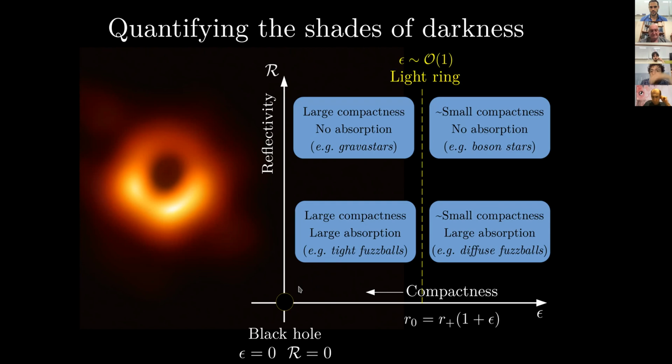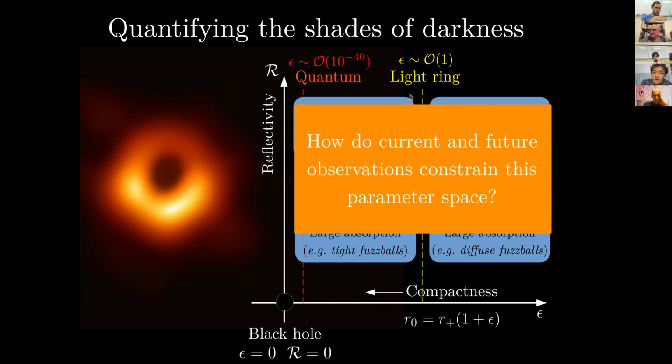In this diagram, this region here, when epsilon is over unity, is very important because it discriminates between objects with or without a light ring. This will be very important. And if one is interested in features such as corrections at the Planckian scale away from the horizon, this epsilon is of the order of 10^-40, depending on the mass of the black hole. But anyway, there is a huge jump in orders of magnitude between this regime and this other one. And of course, the question is how do current and future observations constrain this parameter space?